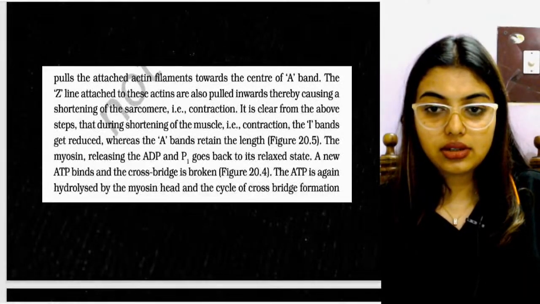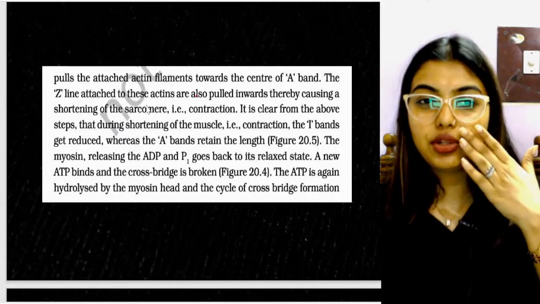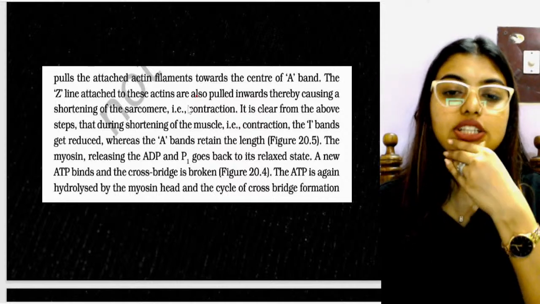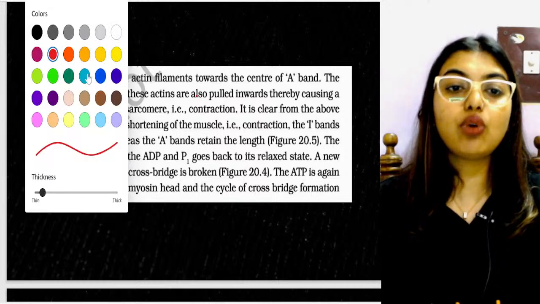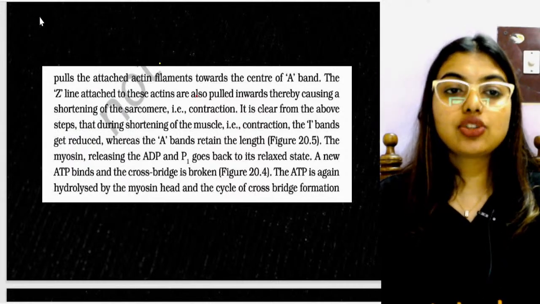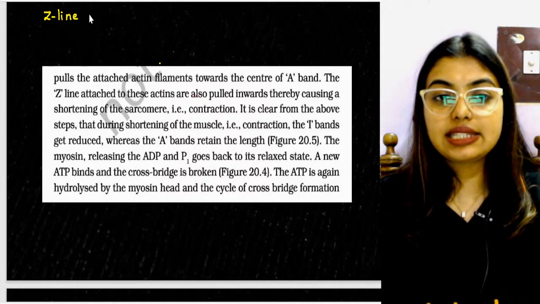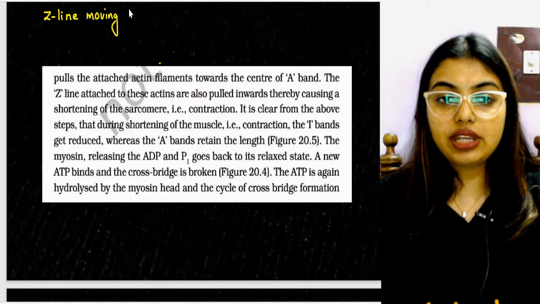This is your sliding filament theory. Now here they have written a little about it. It pulls the attached actin towards the center, and the Z line attached also pulls. So here, students, they're talking about the shortening. As I told you, this is how the muscles are going to get shortened. The first process of shortening of muscle will be the Z line moving inwards.